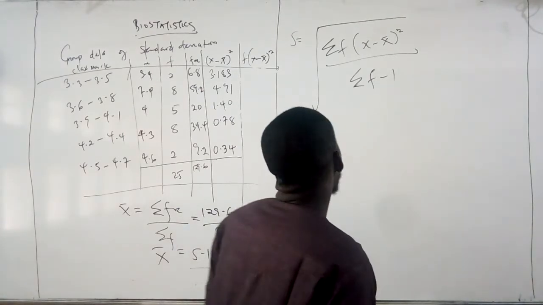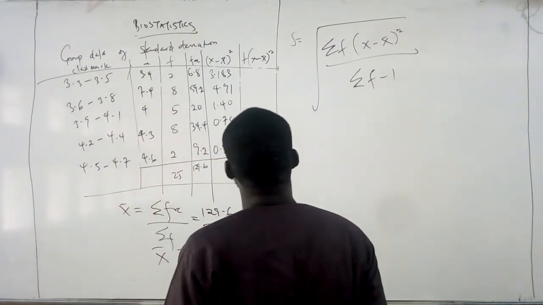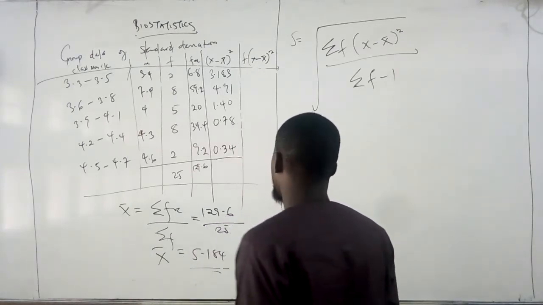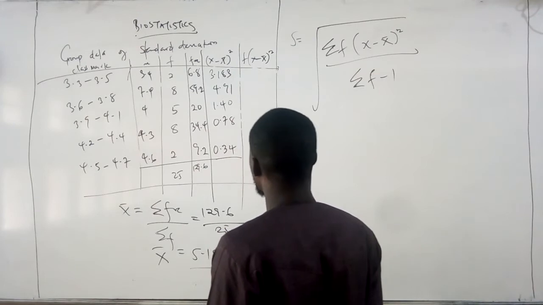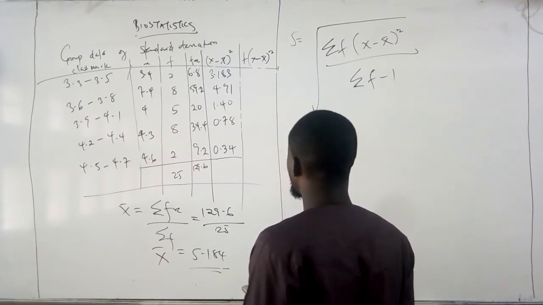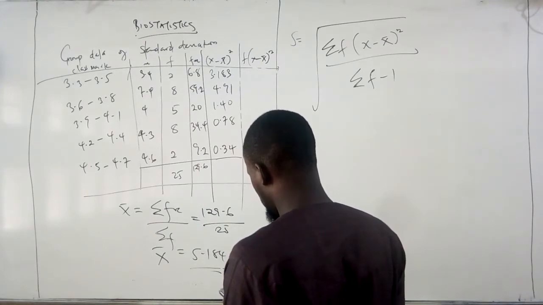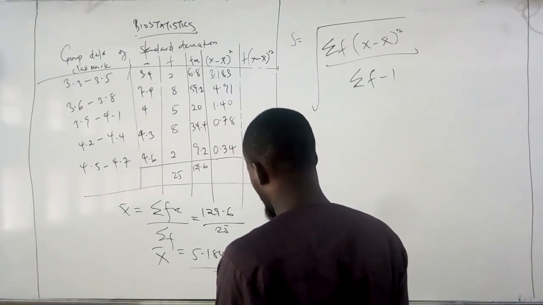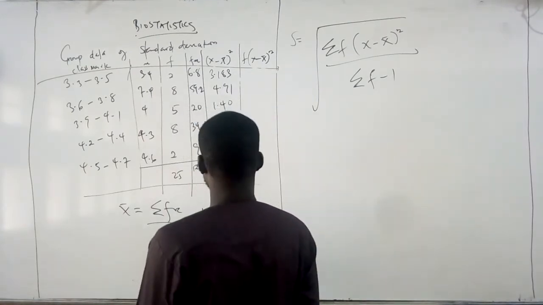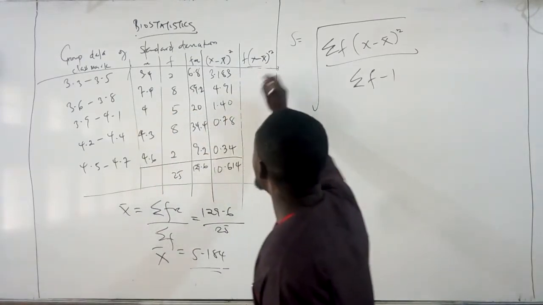So now, let's see, adding this together now, what are we going to have? We're going to have 3.184 plus 4.91 plus 1.40 plus 0.78 plus 0.34. We're going to have 10.614. So now, let's see.